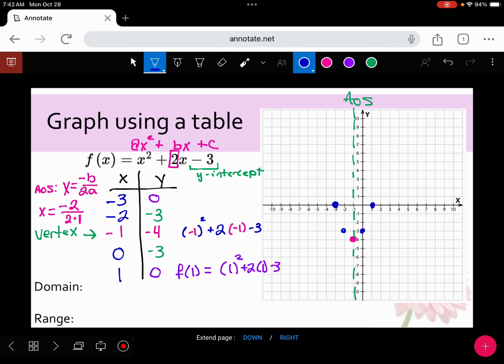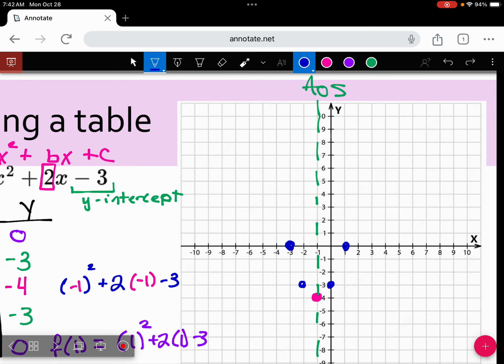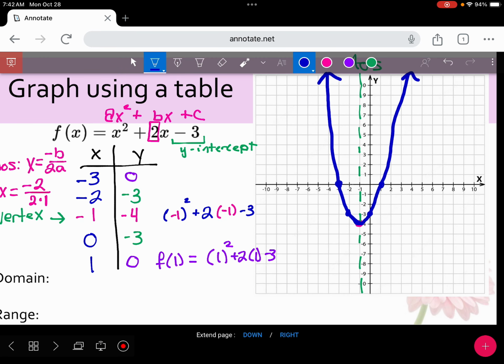We're going to connect them up. We do not use rulers on this, so it should be U-shaped. That was bad. We still want to go as far as we can on our graph, but it's going to be significantly more wonky. There is your first quadratic.